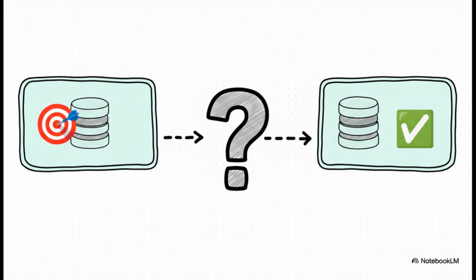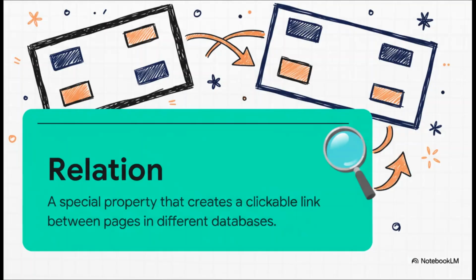So how do we tell Notion that these specific tasks actually belong to that specific project? Well, the answer is a property called a relation. A relation is the magic bridge. It's a special property you can add that doesn't hold text or a date. It holds a clickable link to a page in a totally different database. This is how you connect everything.